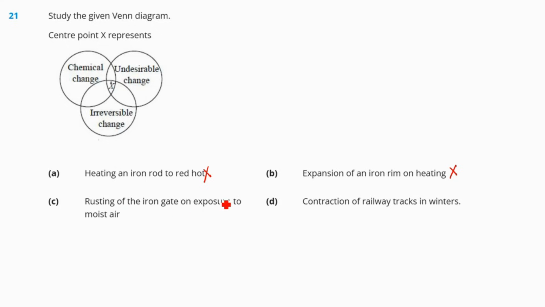Rusting of iron gate on exposure to moist air. Undesirable change, irreversible change, chemical change. Yes. Contraction of metal track in winter. No. So our correct answer is option number C. This is a chemical change, this is an undesirable change, and this is an irreversible change. Once the iron gate has rusted, we will never get it back.